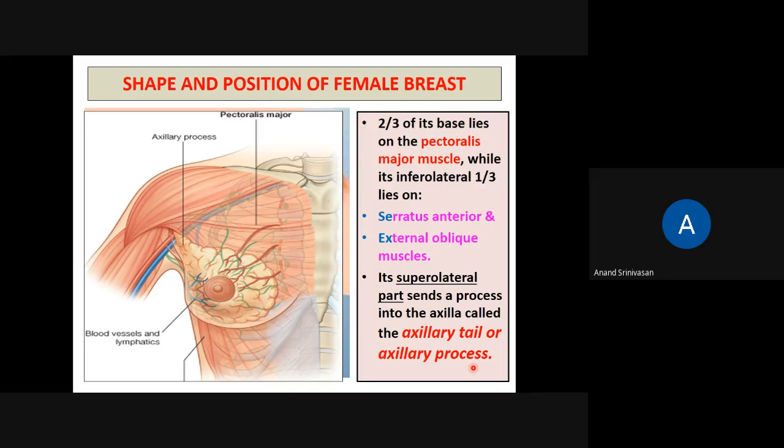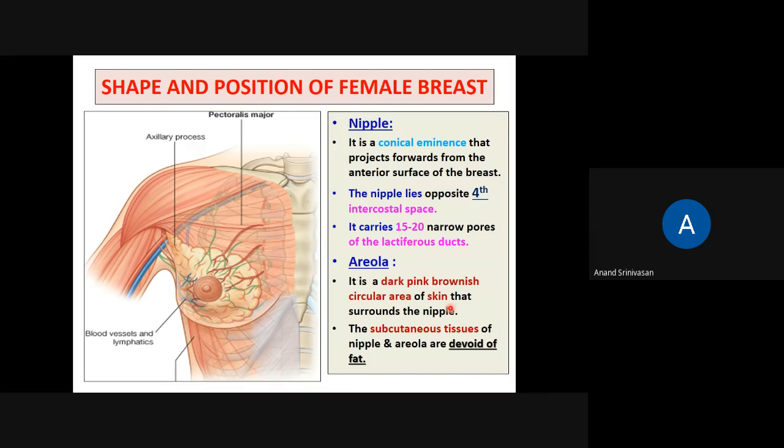So here you can see the pectoralis major. It is present over the pectoralis major, the serratus anterior as well. And you can see the breast tissue is extending into the axilla, deep into the axilla. So don't forget to look into the axilla for the axillary tail, for any malignancy of the breast tissue in the axillary tail.